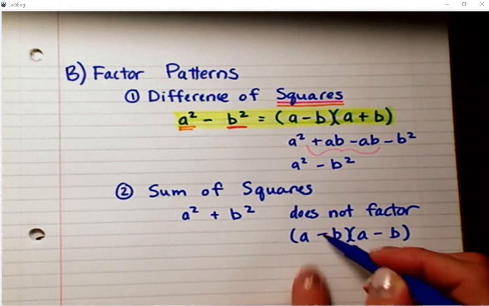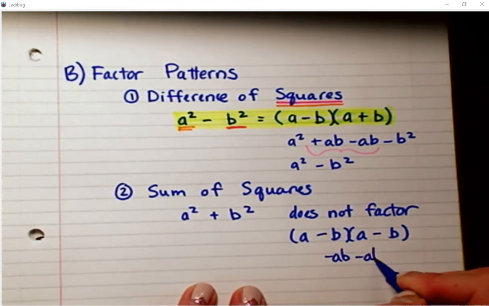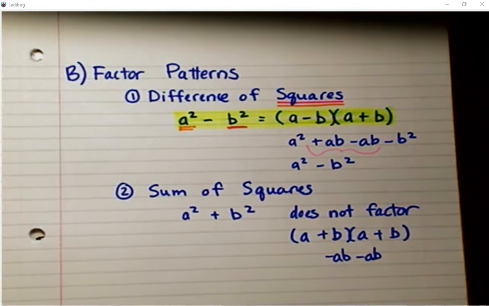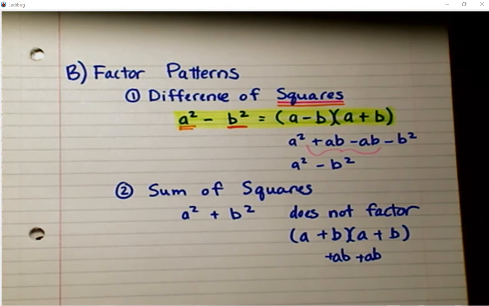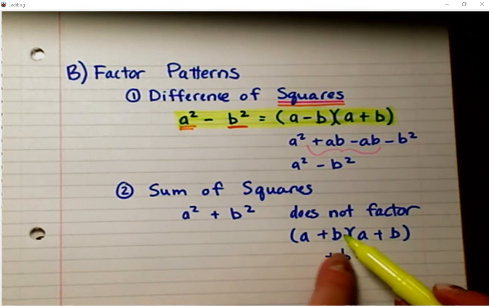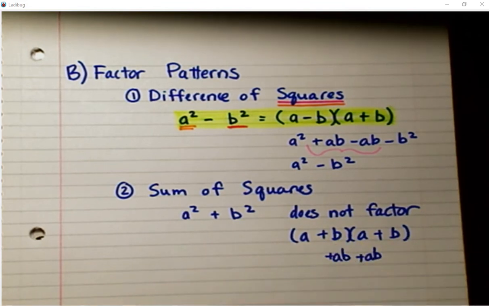Can you do both minuses? No. Right? Does both minuses work? No, because then you get minus AB and minus AB for the middle term. That's not missing. That's not 0. Can you do pluses? No, because then my middle terms are doubled. They're not gone. And so the sum of squares does not factor. Right? Because you got to multiply to get A squared, that's A times A. You got to multiply to get B squared, that's B times B. But the middle term doesn't work.